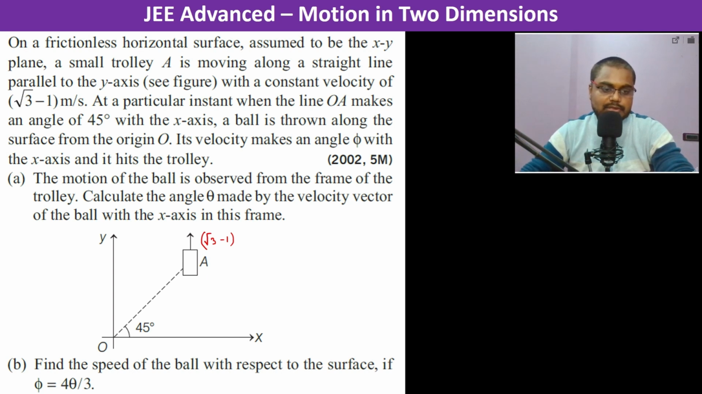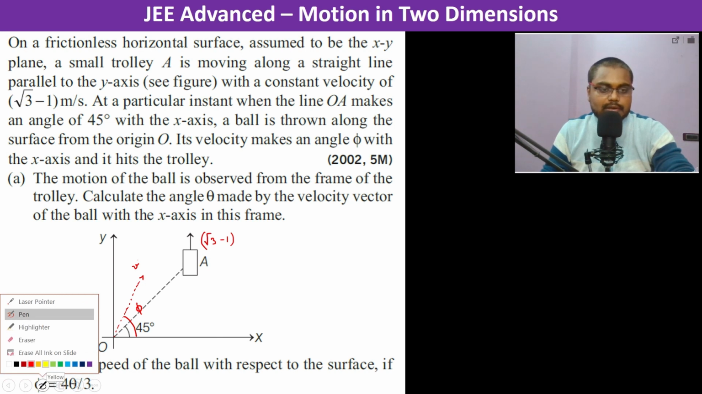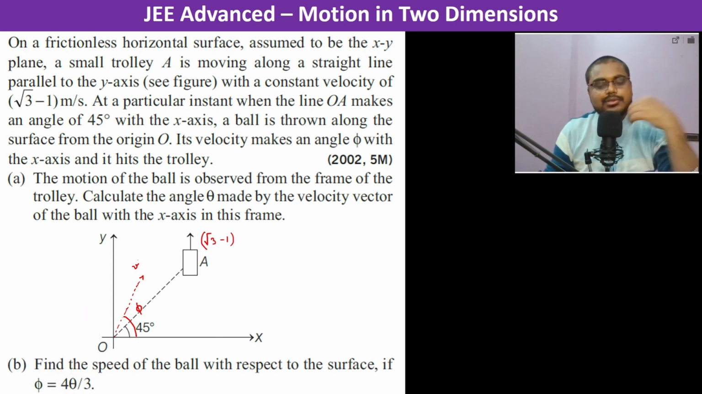So obviously it will be something like this. The ball is going with, let us say, velocity v, and this is phi. The motion of the ball is observed from the frame of the trolley. Calculate the angle theta made by the velocity vector of the ball with the x-axis in this frame, and find the speed of the ball with respect to the surface if phi is equal to 4 theta by 3.